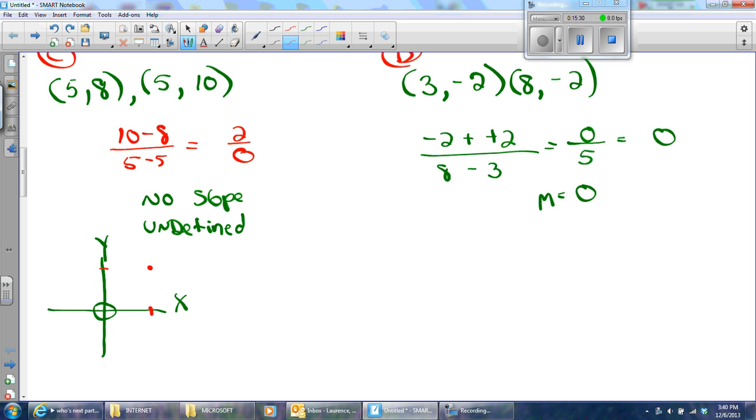5'8" would be approximately there. 5'10" would be right there. What kind of line is that going to be? Well, it's going to be a vertical line, isn't it?